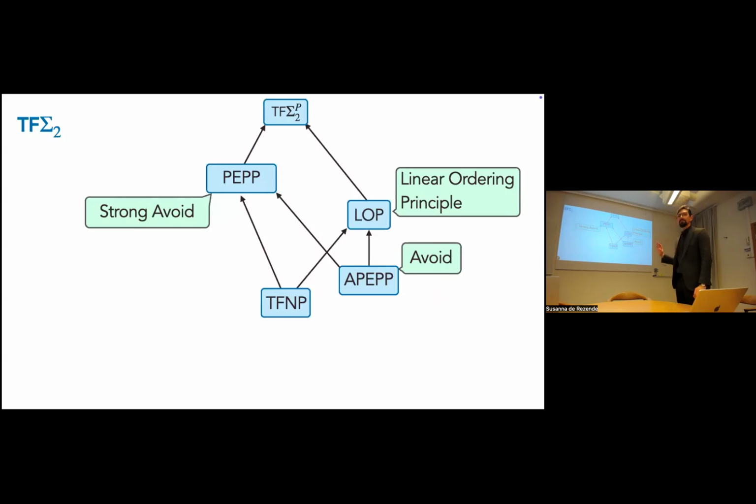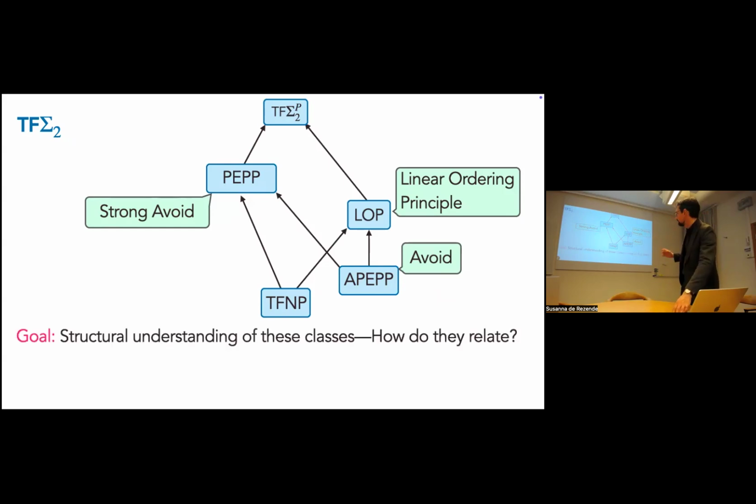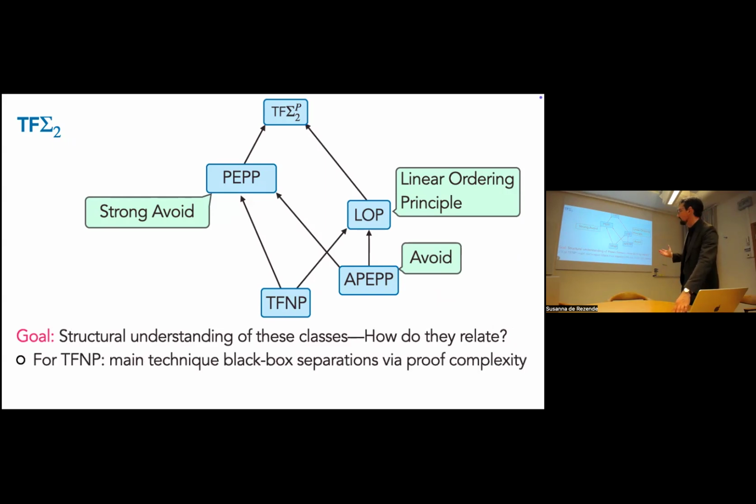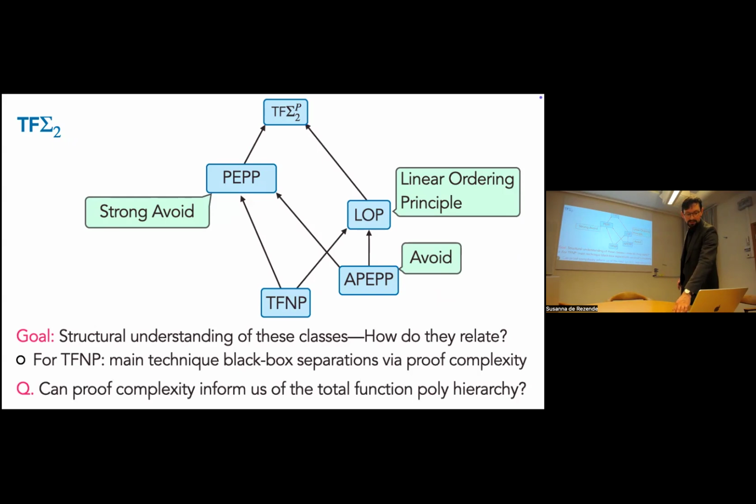So here's the TF sigma 2 classes. Avoid is a problem in TF sigma 2. These are the ones that were considered: PEP, APEP, and linear ordering. So we want to structurally understand how these classes relate. For TFNP, the main technique was proof complexity. Can we use proof complexity here? That's the question we're asking.